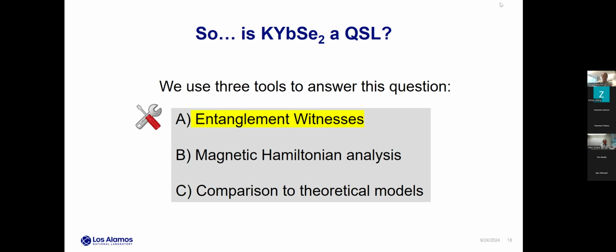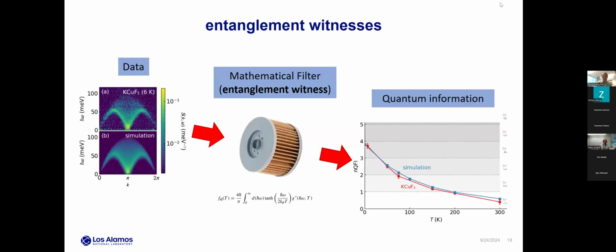Next slide. And next slide. This is something I've been working on for several years now in collaboration with Pontus Thorel and Alan Tennant. The basic idea is that you take some data, and in this case, the spectroscopy data, and then you run it through a mathematical filter, which is the entanglement witness. And this gives us quantum information about the material.